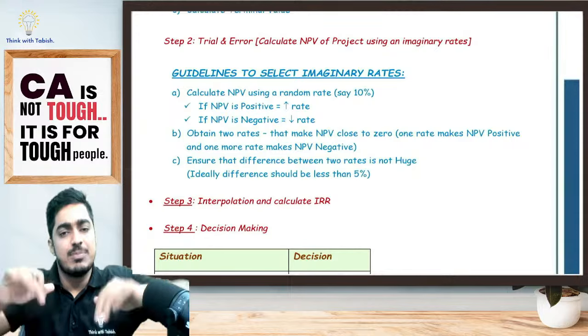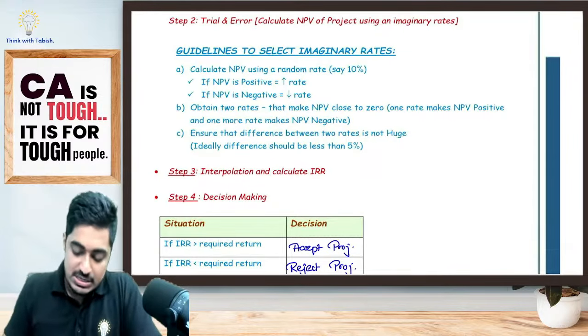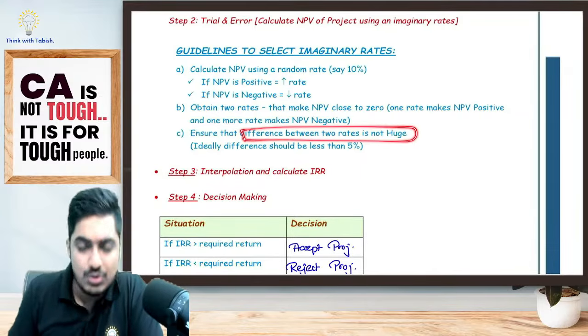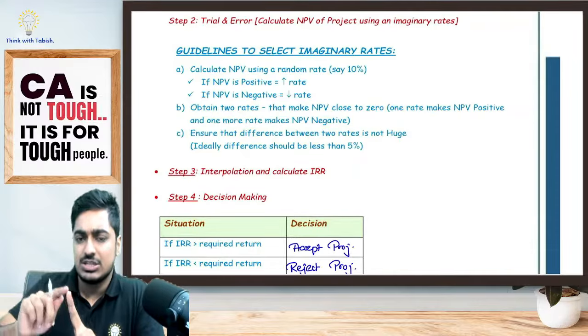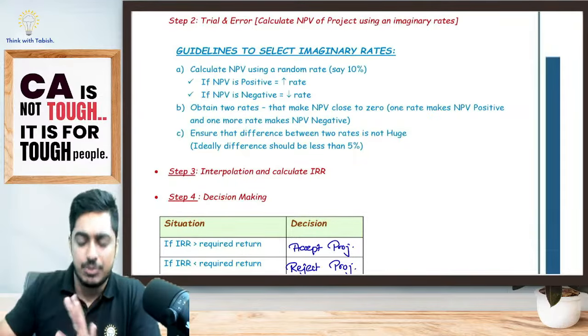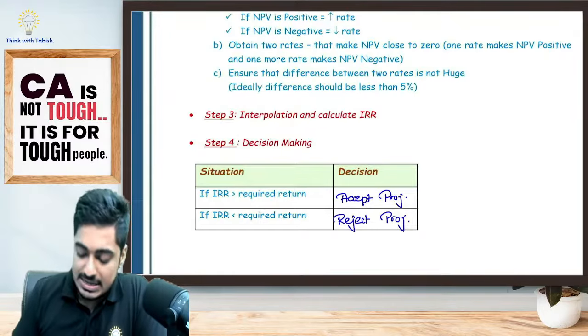Trial and error, continuously keep on playing with the rates. Once we get those two rates, ensure that the difference between the two rates is not huge, preferably 5%. Keep playing: 10%, then 15, 20, 25, that way we keep going. Finally, I will do interpolation and based on that calculate my IRR.